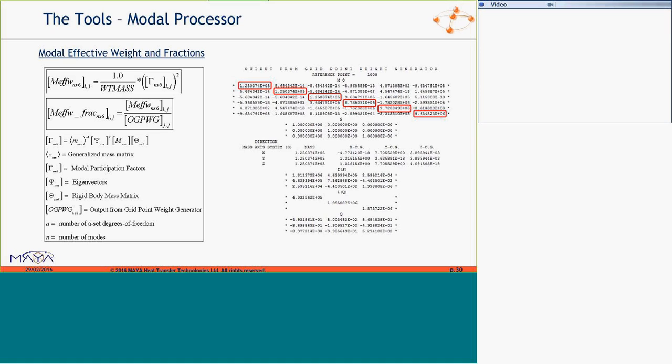So weight is essentially the square of the modal participation factor. And the fraction is your modal effective weight divided by the total components of the mass matrix here, which Nastran outputs to the grid point weight generator. I'll show that output, the grid point weight generator, in my next demo. And the factors are the generalized mass matrix, the displacement vectors, the reduced mass matrix, and the rigid body modes.